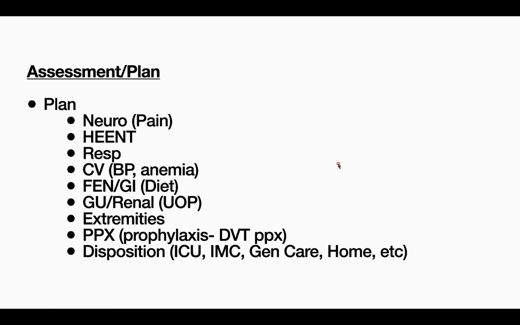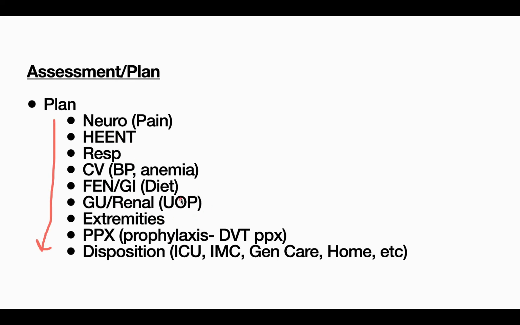And then we go into the meat of your assessment and plan. Once again, this is just my example of what a system-based plan might look like, with the systems listed, and then in parentheses, I have some very common surgical problems that we deal with in the different systems. And the key is this is not the only system list. You can put in things or take things out.